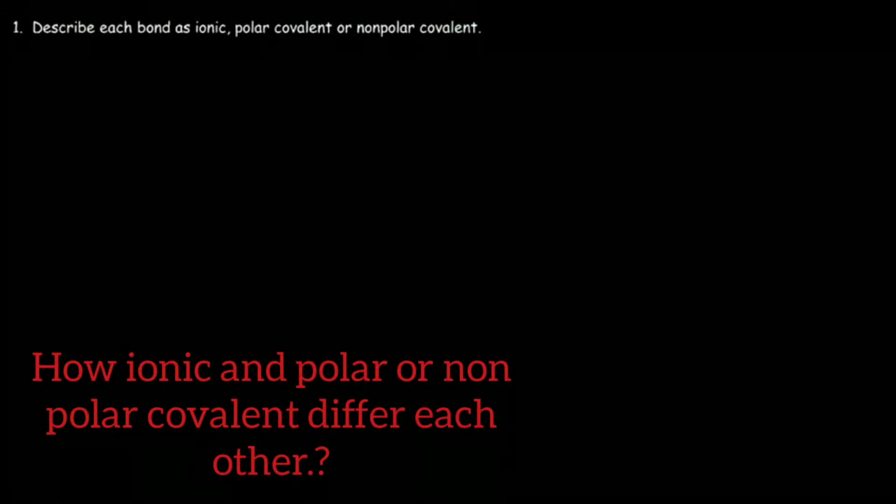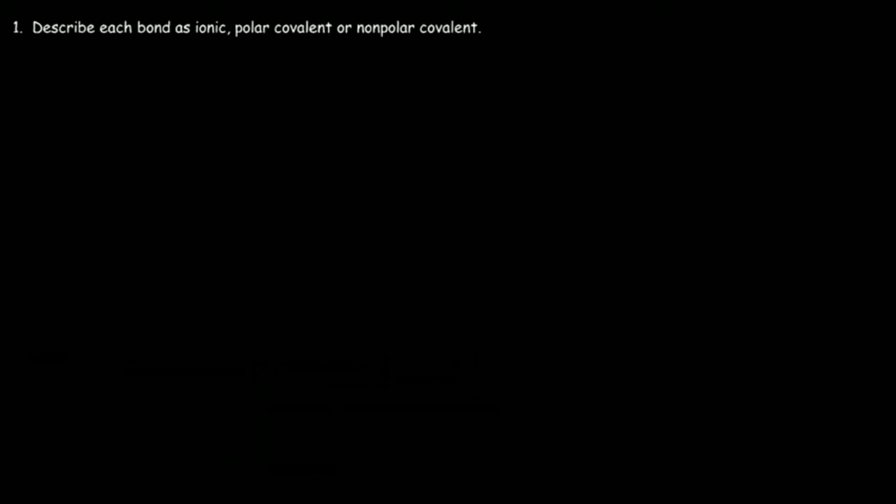In this lesson, we're going to talk about ionic bonds, covalent bonds, particularly polar covalent bonds and non-polar covalent bonds. So let's say we have this bond, the bond between two hydrogen atoms. Would you describe this bond as ionic, polar covalent, or non-polar covalent?